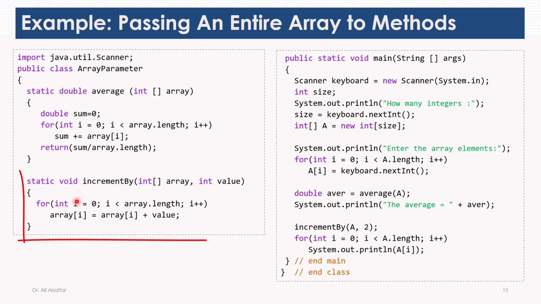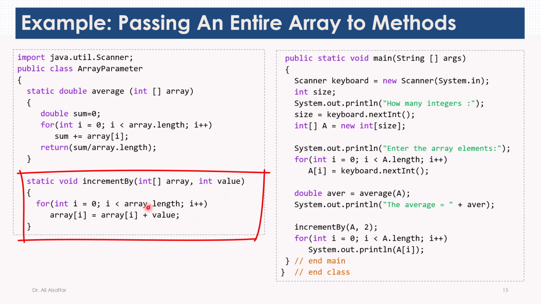However, in the second method, the name is incrementBy. The first parameter is an array. The second parameter is an integer. This method increments every element of the array by the amount of the input parameter value. So we have a loop that will iterate over the array, and for every element of the array, the method increments this element by value.